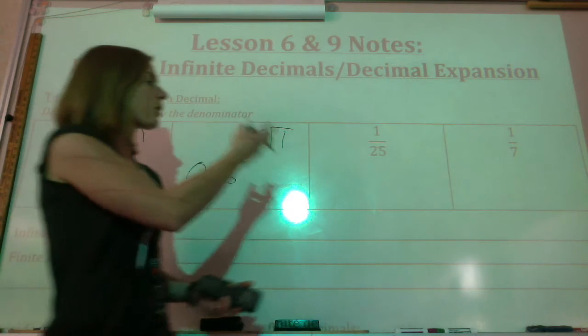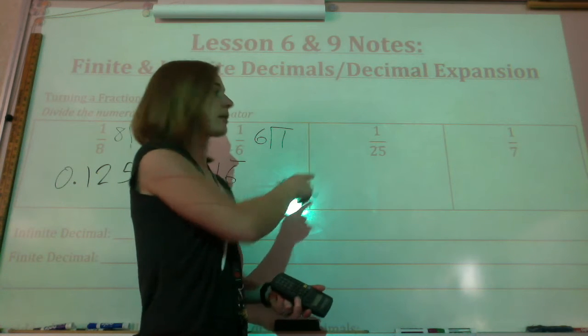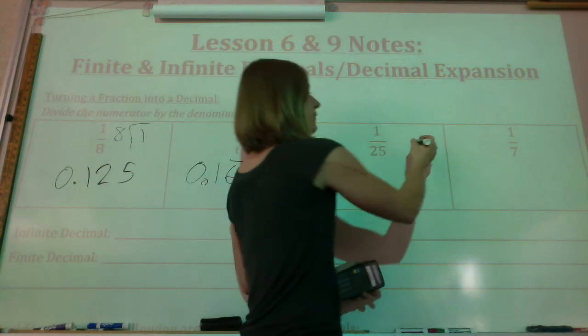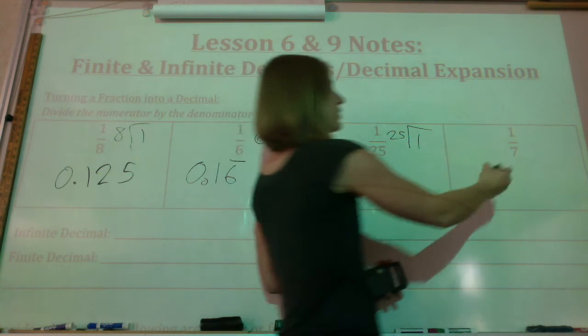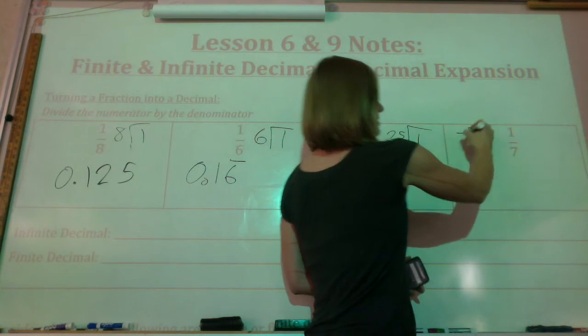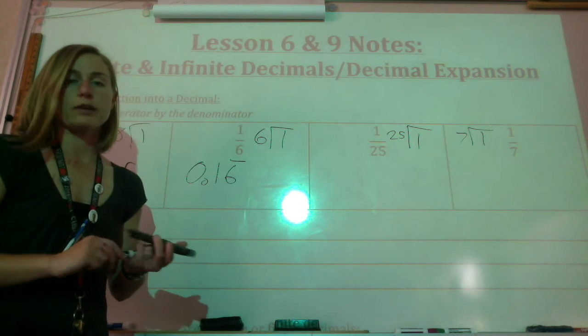So what about 1 over 25 and 1 over 7? I'm going to have you finish those up. So remember, for 1 over 25, you do 1 divided by 25, and for 1 over 7, you do 1 divided by 7. So go ahead and finish those two. Ask me in class if you have any questions.